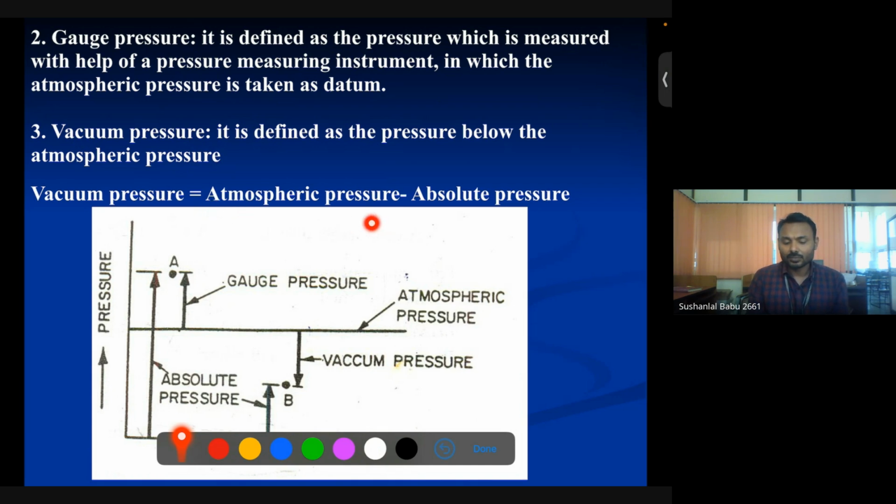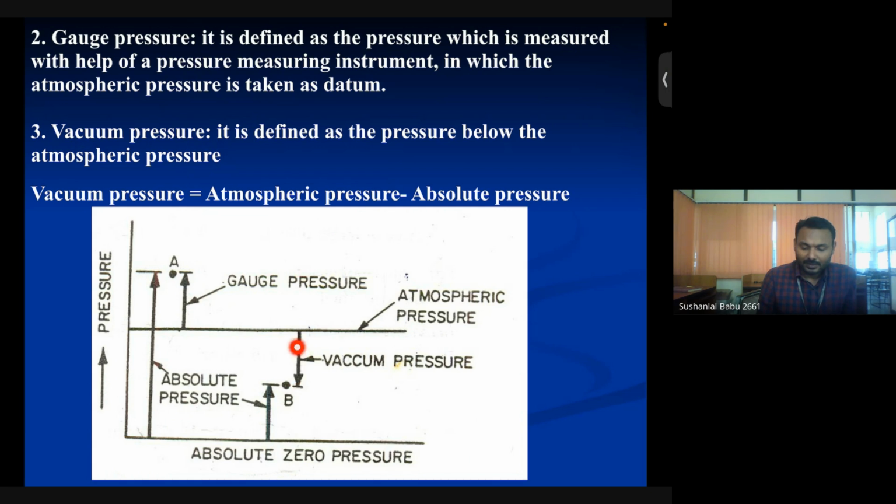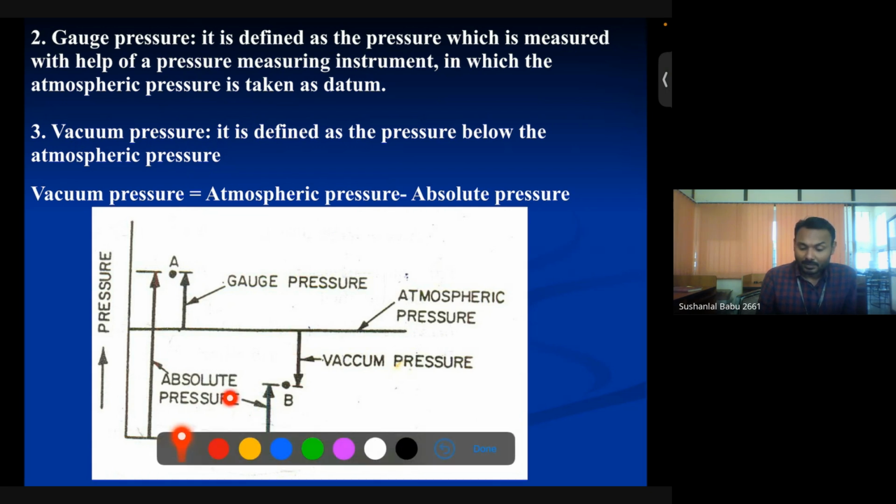Vacuum pressure is equal to atmospheric pressure minus absolute pressure. So from these two arrows, you can calculate the vacuum pressure. Vacuum pressure is atmospheric pressure minus this value. Atmospheric pressure is the highest value here, so subtracting the absolute pressure gives the distance between these two. Or you can write absolute pressure plus vacuum pressure gives atmospheric pressure, or atmospheric pressure minus absolute pressure gives vacuum pressure, or atmospheric pressure minus vacuum pressure gives absolute pressure. So this is very simple.